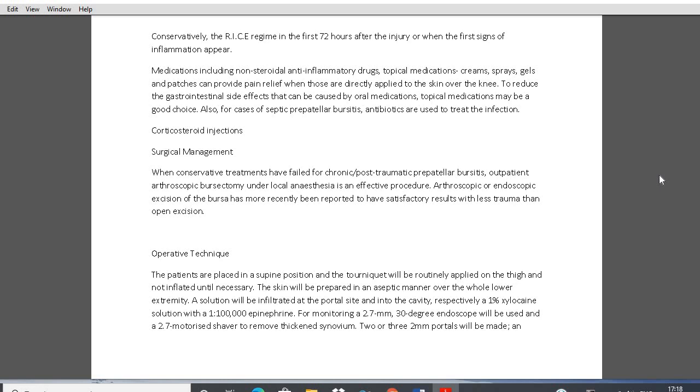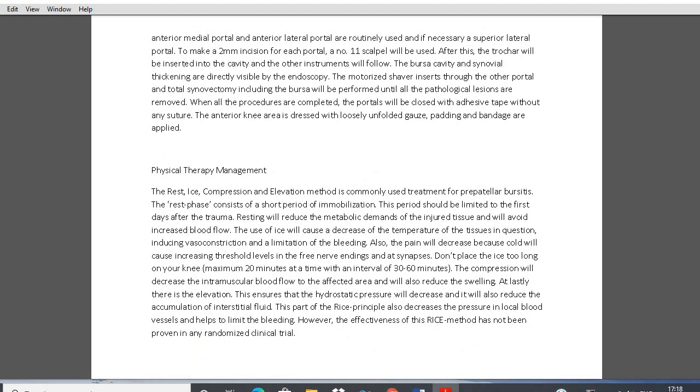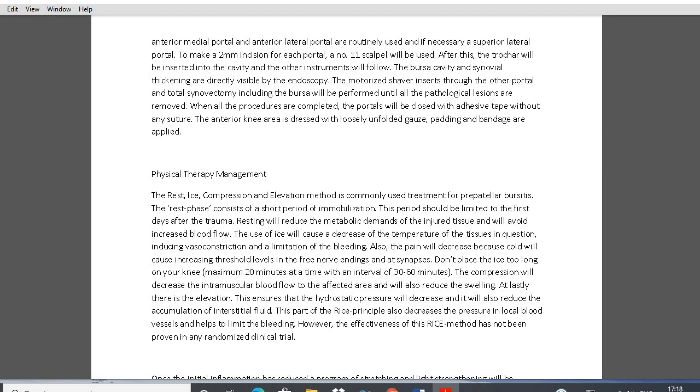For monitoring, a 2.7 mm 30-degree endoscope will be used, and a 2.7 mm motorized shaver to remove the thickened synovium. Two or three 2 mm portals will be made. An anterior medial portal and an anterior lateral portal are routinely used, and if necessary, a superior lateral portal is also made. To make a 2 mm incision for each portal, a number 11 scalpel will be used, and after this the trocar will be inserted into the cavity and the other instruments will follow, as is generally done in arthroscopic procedures.